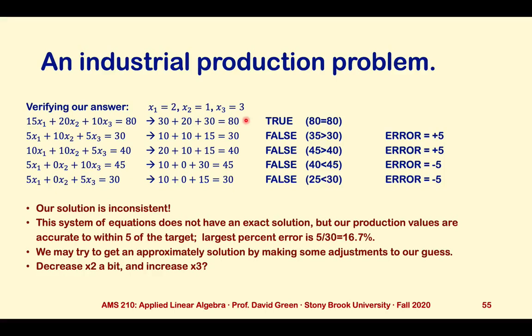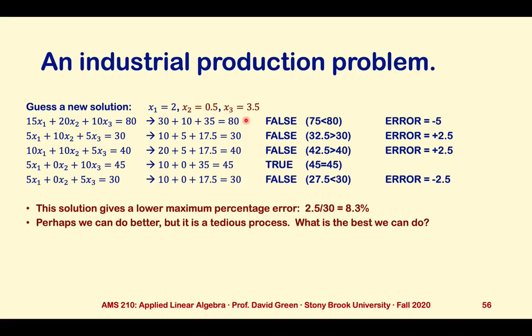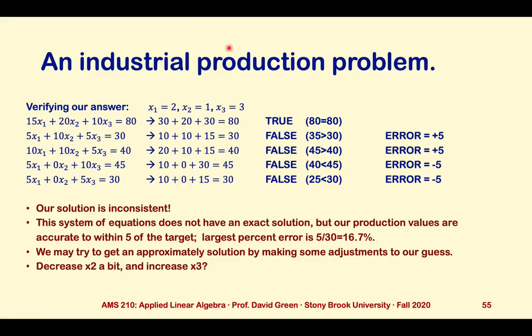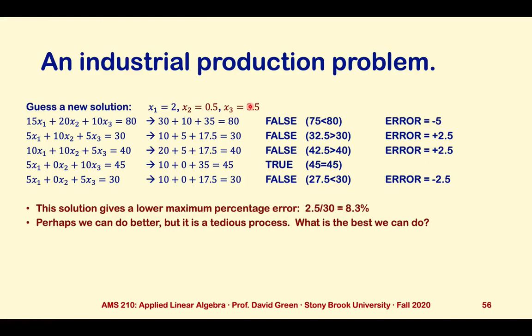By how much? The only way really to get a sense is to go ahead and try something. If we decrease x2 to a half from 1 and increase x3 to 3.5, so move one down by 0.5 and one up by 0.5, and then plug those numbers in, what we end up with is still four false answers.